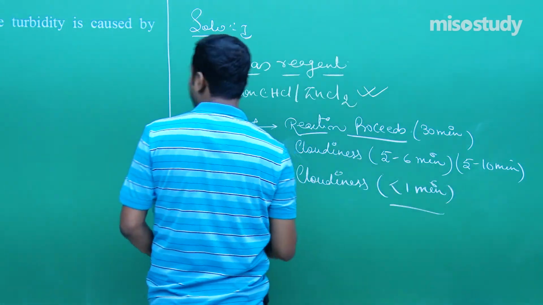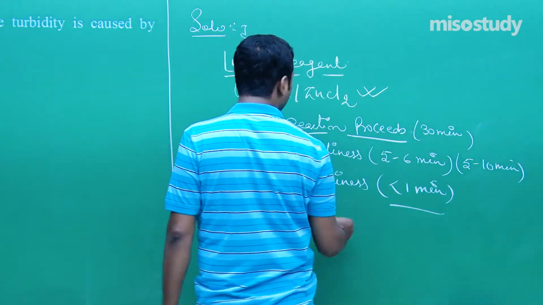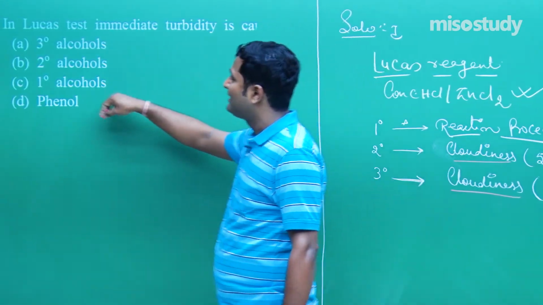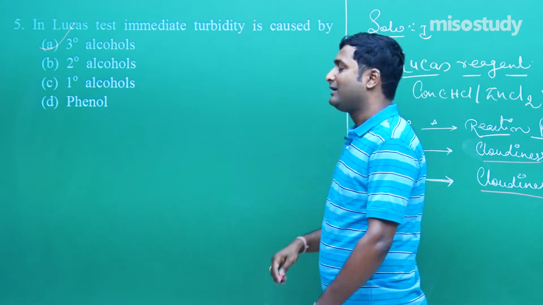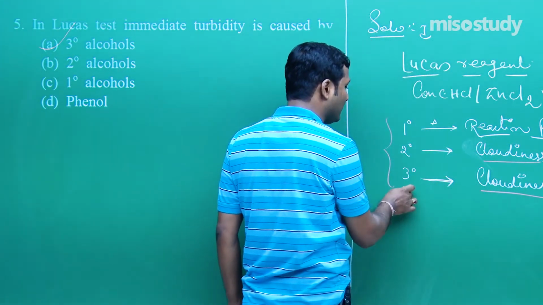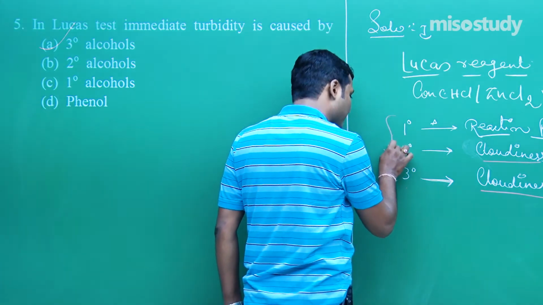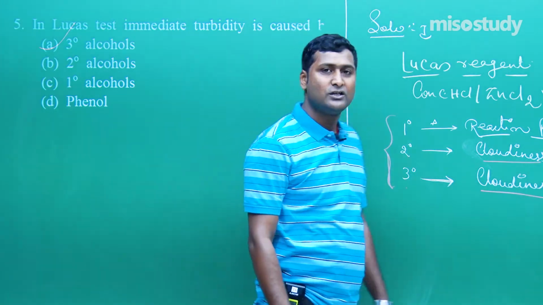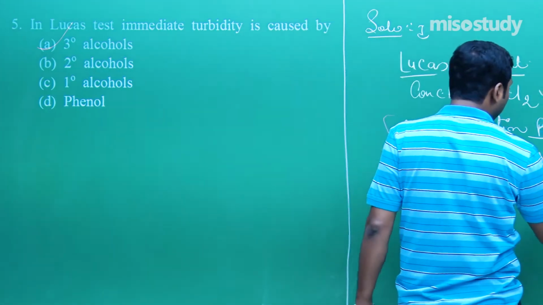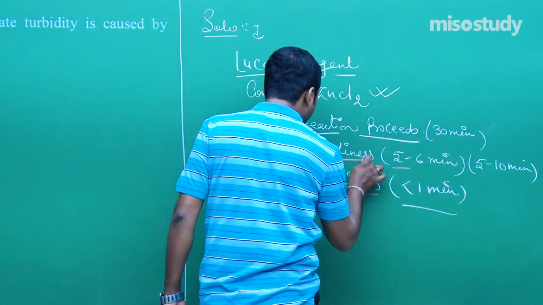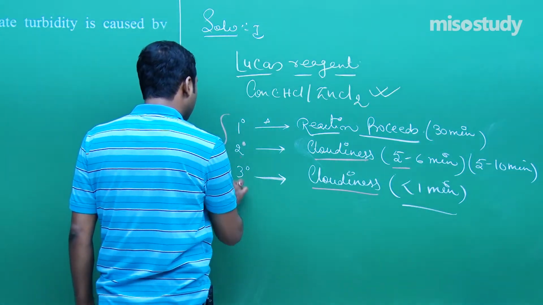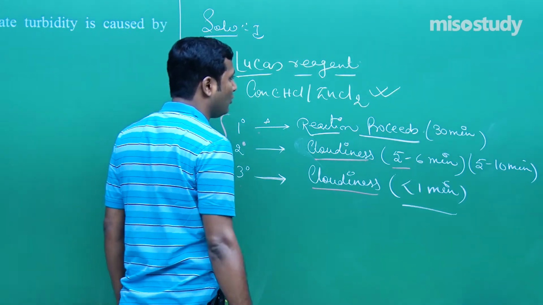So the question is, in the Lucas test, immediate turbidity, that is the cloudiness, appears in which case? That is caused by the 3 degree alcohol. This is the best method to differentiate 1 degree, 2 degree and 3 degree. If cloudiness appears immediately, then the molecule is 3 degree alcohol. If the cloudiness appears within 5 to 10 minutes, then it is a 2 degree alcohol. If the reaction does not proceed, then the molecule is 1 degree alcohol.